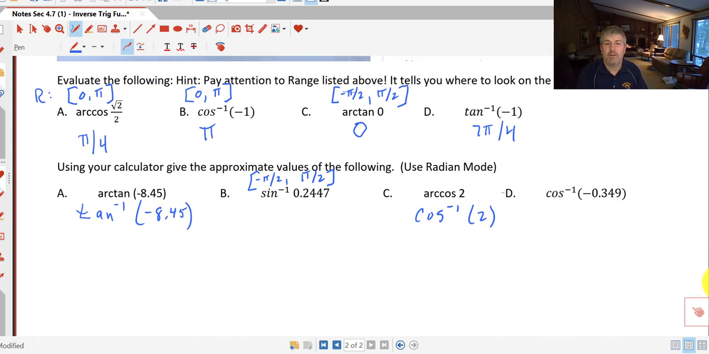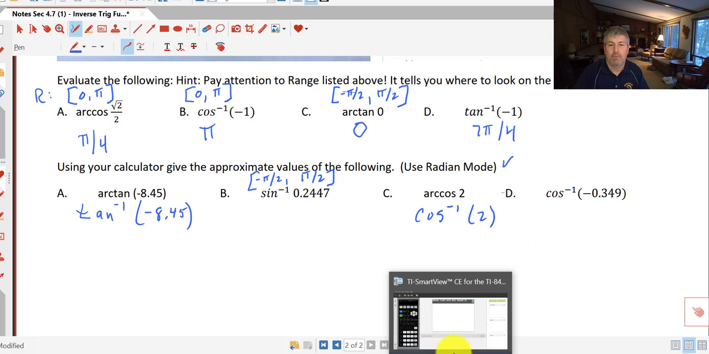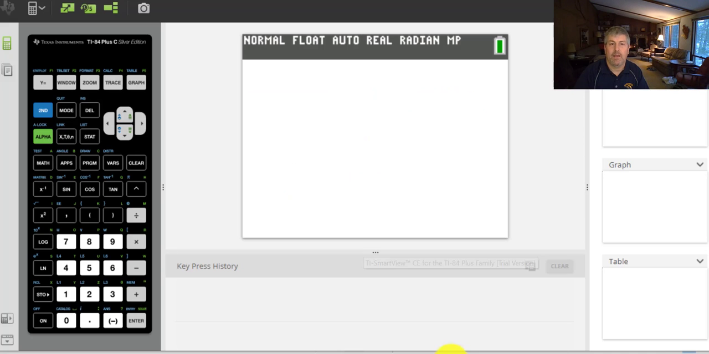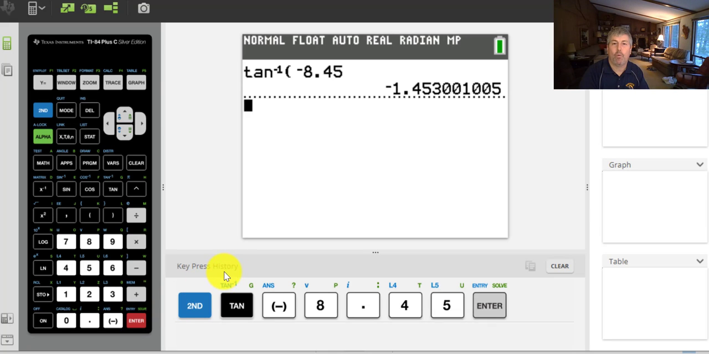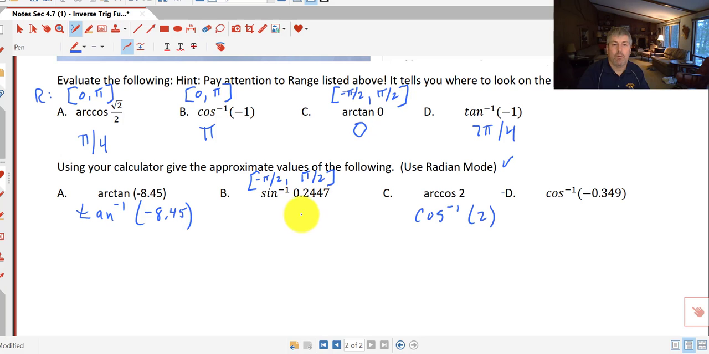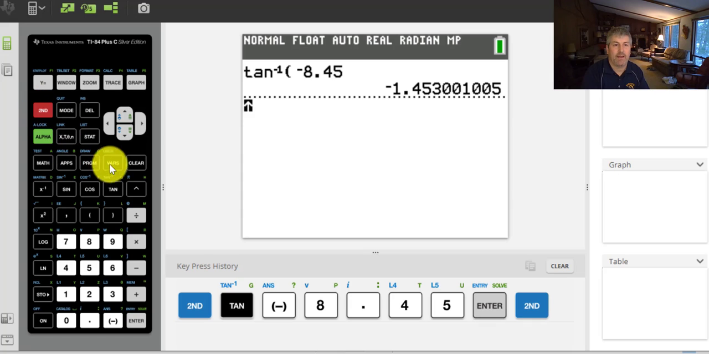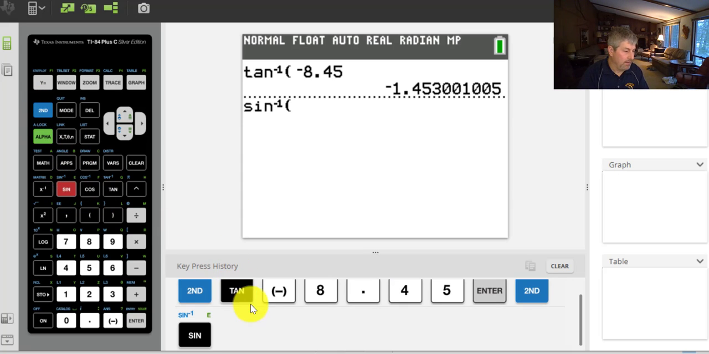We can also use our calculator to get approximate values of the following. Now make sure your calculator is in radian mode. Flip over to our calculator here, and we'll do the arctangent of negative 8.45. So we'll use those sine -1, cosine -1, tangent -1 buttons on our calculator. The arctangent of negative 8.45 gives us negative 1.453.